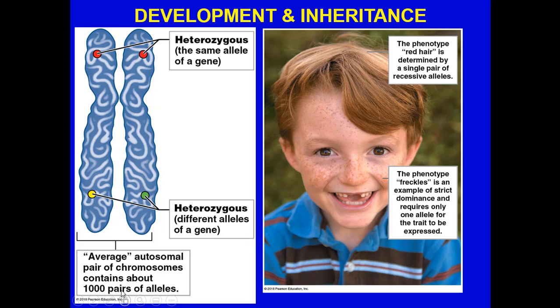Here is an example of homozygous, the same allele for the gene, and heterozygous, different alleles. I think they've got that a little messed up. Same allele for the gene is homozygous. Heterozygous is when you have different alleles for the gene. Now, on average, autosomal pairs of chromosomes contain about 1,000 pairs of alleles. Okay? You go back here.